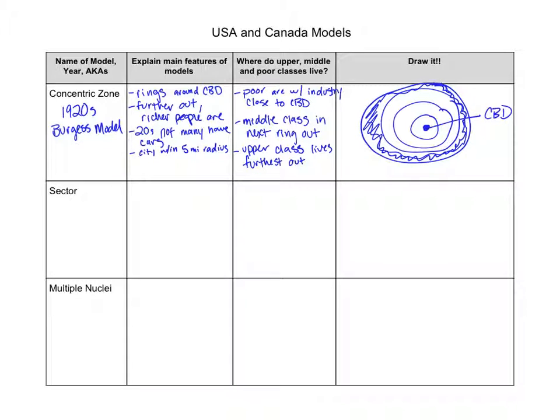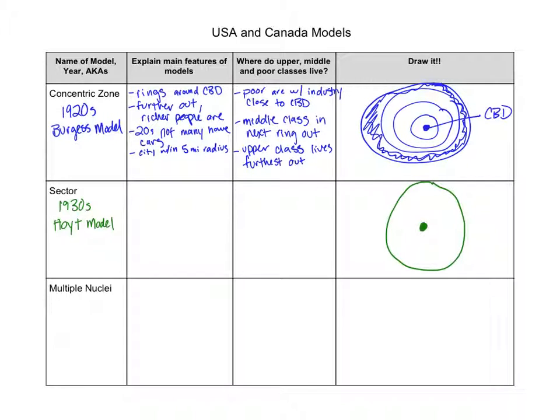Okay, the next one that we have is called the sector model. The sector model is going to come out a few years after the concentric zone model. It's going to happen in about the 1930s. It's also called the Hoyt model. That's an H, sorry. Okay, so I'm going to kind of draw it first so you can see it, but this one is again going to have the CBD in the middle. It's going to be circular again, but this time think of the term sector. It's kind of like in sections, really.